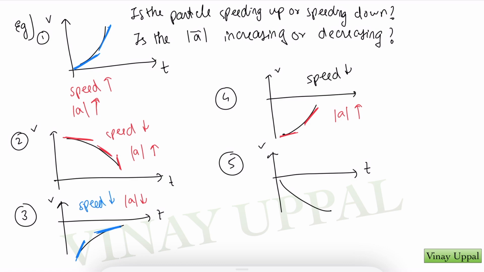And in the last graph, the magnitude of velocity is increasing. So therefore the speed is increasing. And the slope of the graph, initially it is steep, then the magnitude of the slope decreases, so the magnitude of acceleration is decreasing. So I hope you are also able to figure out these answers for all these graphs, and I hope you've understood how we can identify such types of qualitative questions.